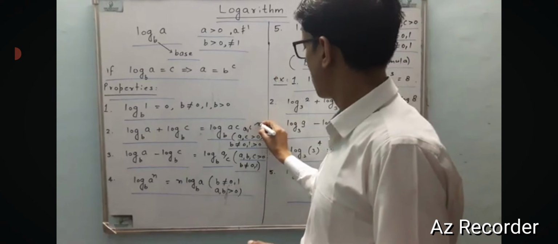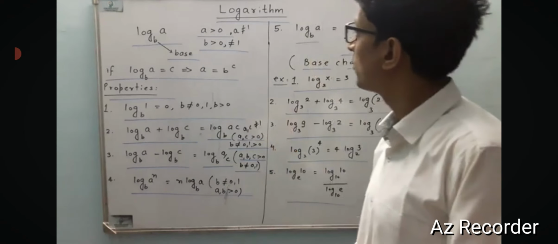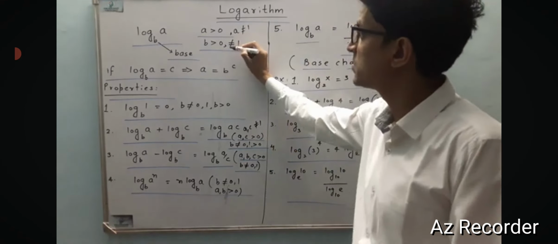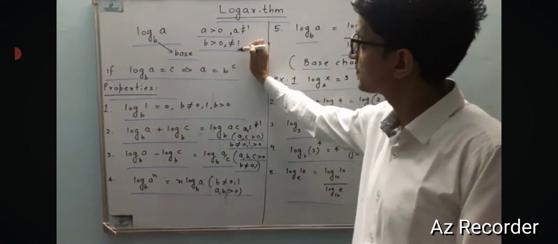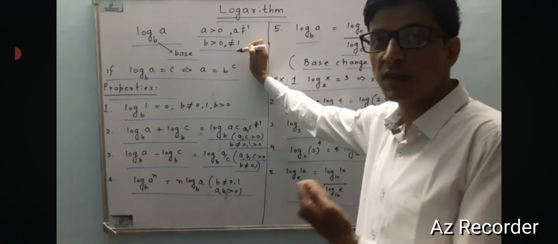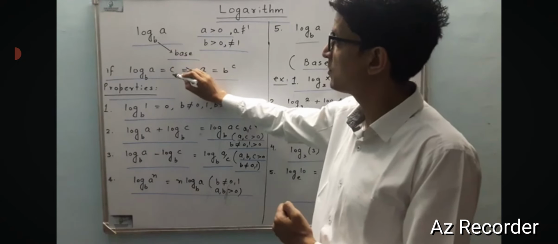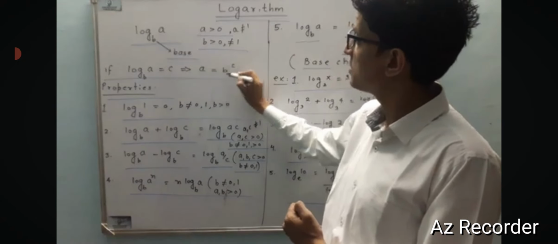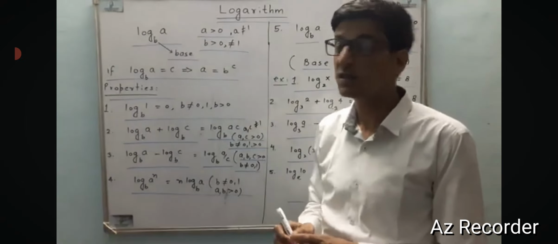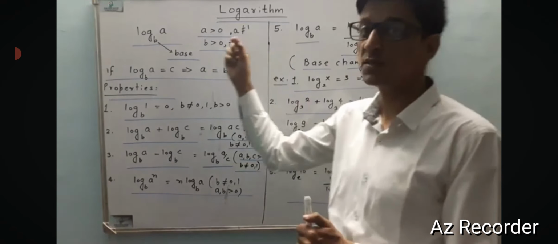So in that domain, b should be positive and not equal to 1. The meaning of this term is, if I say that log a to the base b is equal to c, that means a is equal to b raised to power c. This is the meaning of this symbol of logarithm.